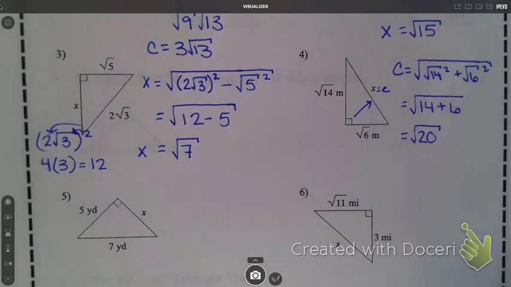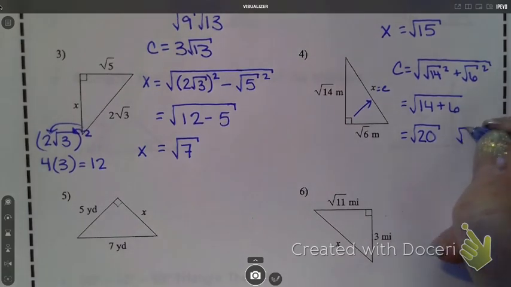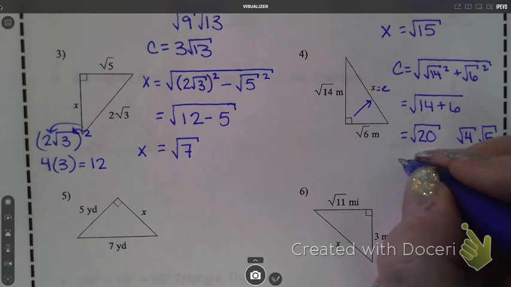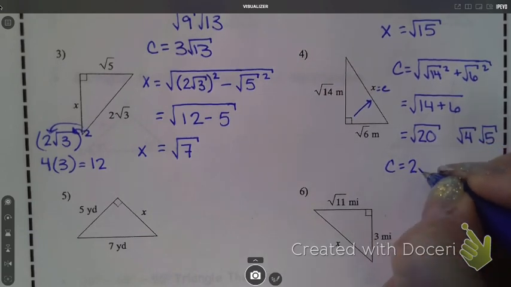What can I do with 20? 4. Square root of 4 and the square root of 5. So that's 2 square root of 5.